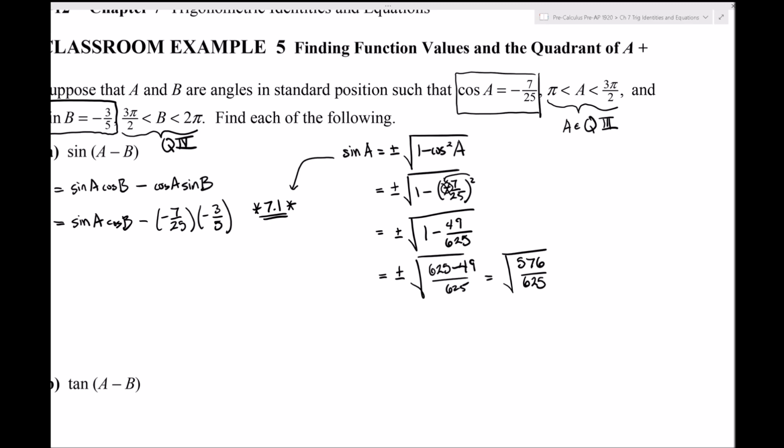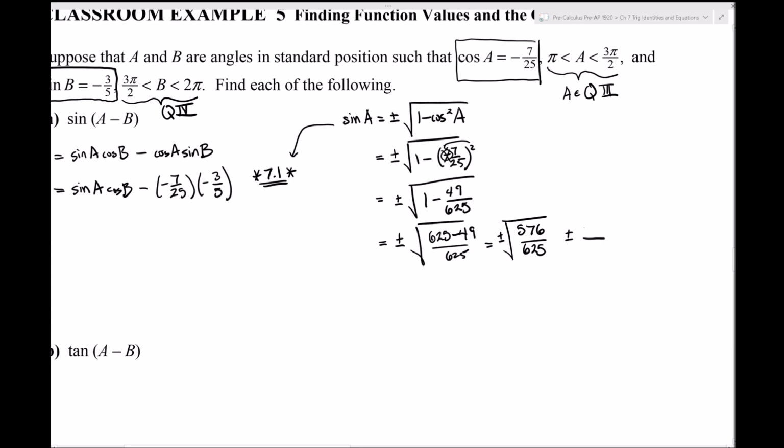Now 576, I believe, is 14 squared. So this is plus or minus 14. Oh no, not 14. 24. I got my numbers wrong. It's 24 squared over 25 squared. Square roots get rid of that. So plus or minus 24 over 25.